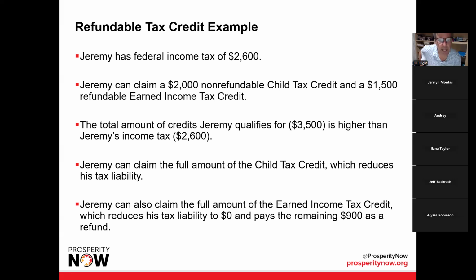So here's an example. Jeremy has federal tax due of $2,600. He can claim a $2,000 non-refundable child tax credit and a $1,500 earned income credit. The total amounts of $3,500 exceed the income tax liability of $2,600. So again, he's going to get $900, at least $900 refund.